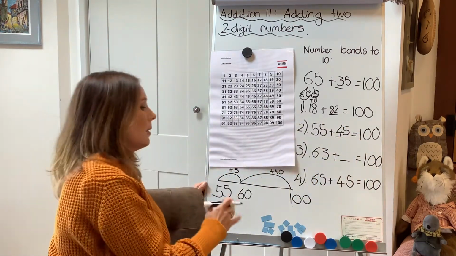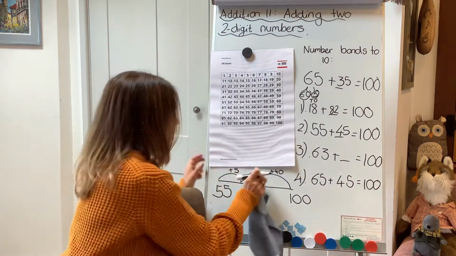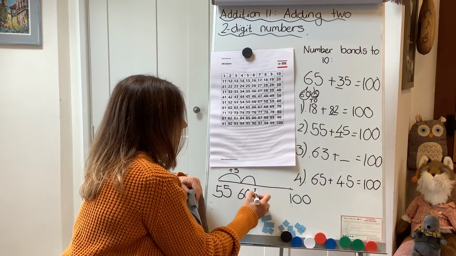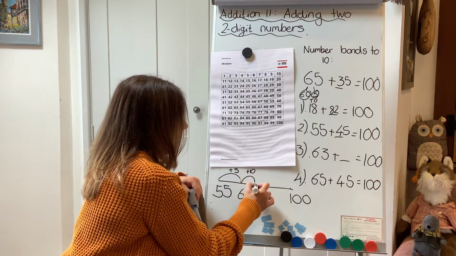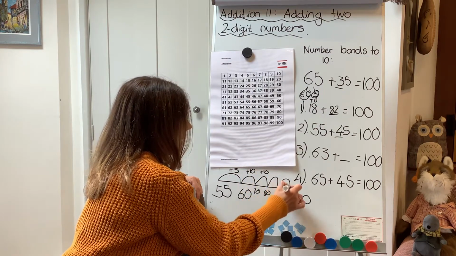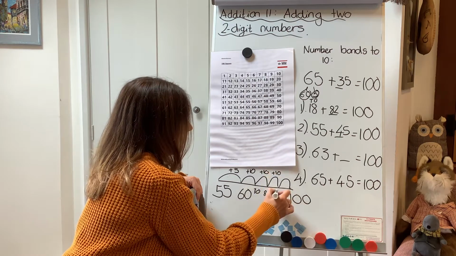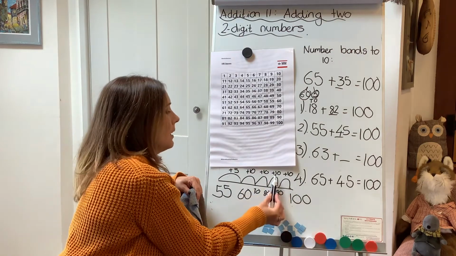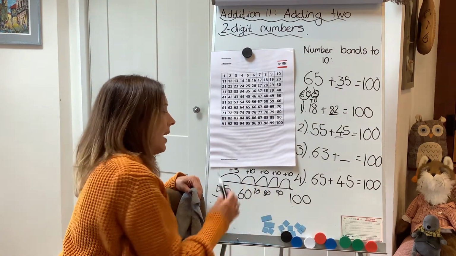Another thing you could do, if you're not 100% secure on your number bonds yet, is get to 60 and then count on in groups of 10: 70, 80, 90 and 100. And then count what you've added on. I've added on 10, 20, 30, 40, 5.